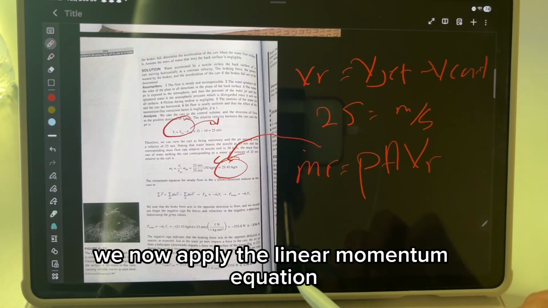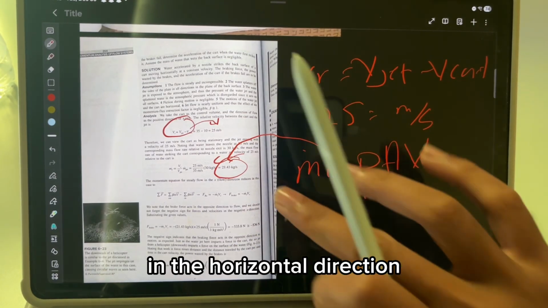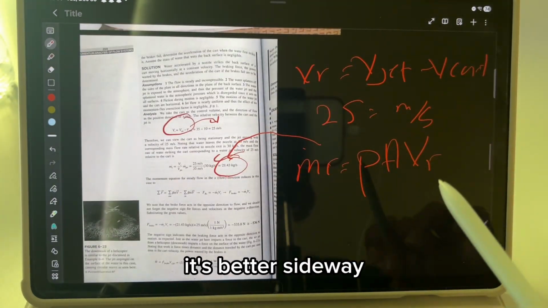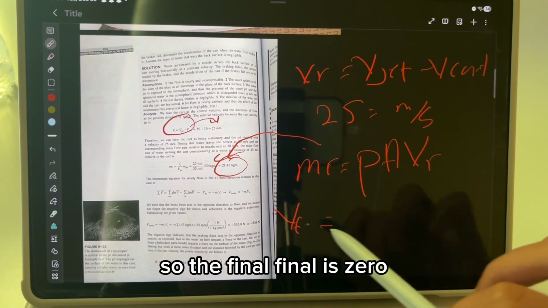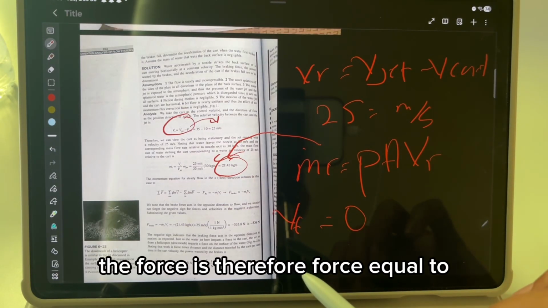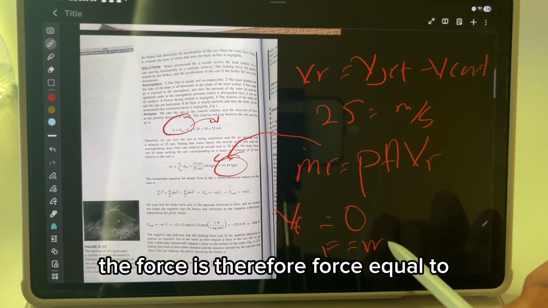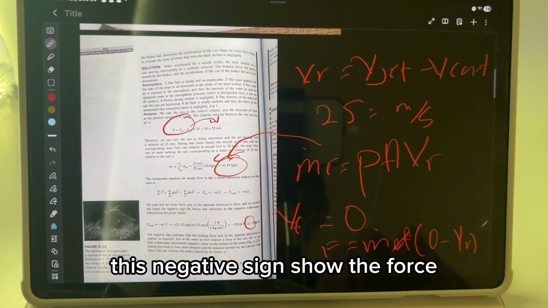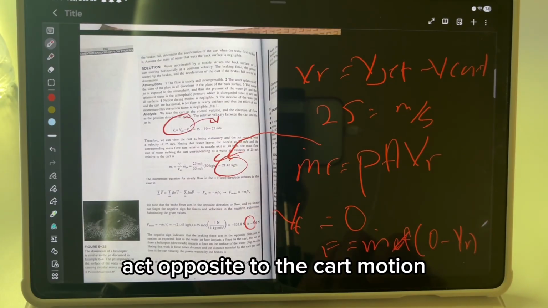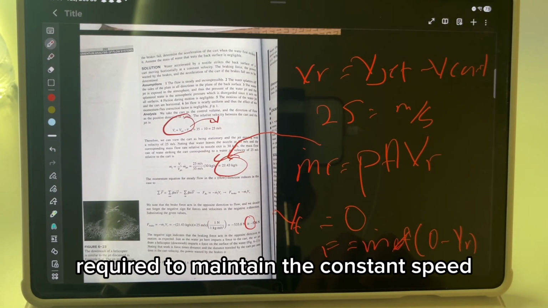For the third step, we apply the linear momentum equation in the horizontal direction. After the impact, the water goes sideways, so the final horizontal velocity is 0. The force is therefore equal to the mass flow rate times (0 minus the relative velocity). This negative sign shows the force acts opposite to the kite motion, which is the braking force required to maintain a constant speed.